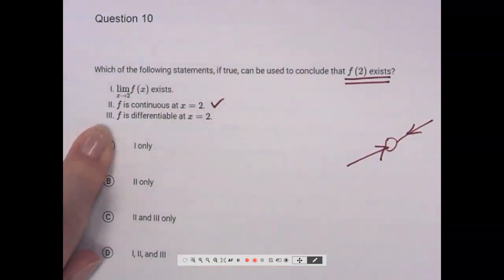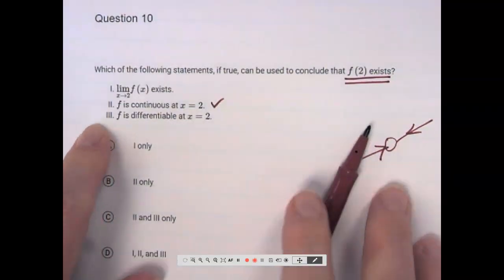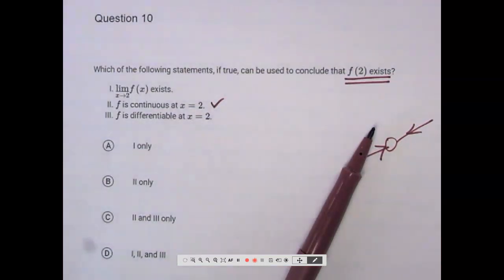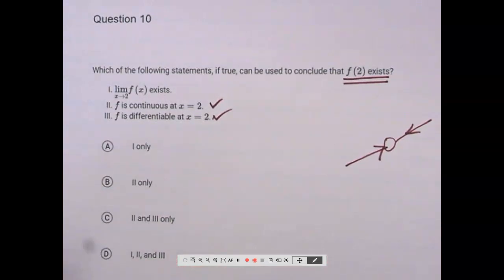F is differentiable at 2. If it's differentiable, it has to be continuous. Now, when is it continuous and not differentiable? That's like corners and cusps. So both of these have to be true, and so our answer would be C.